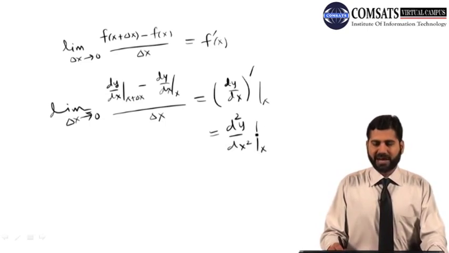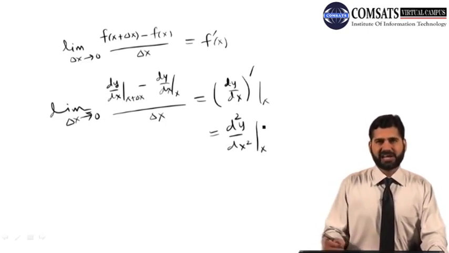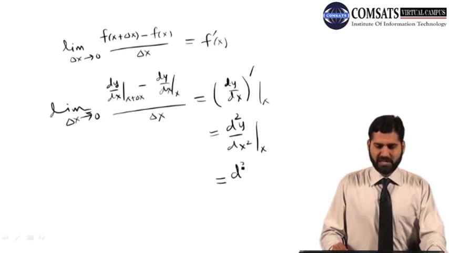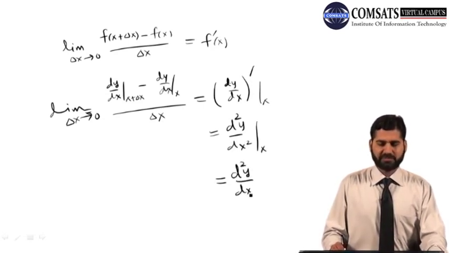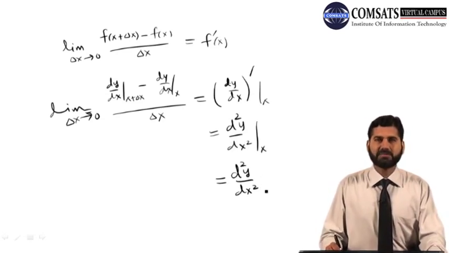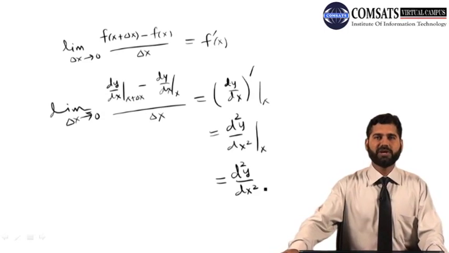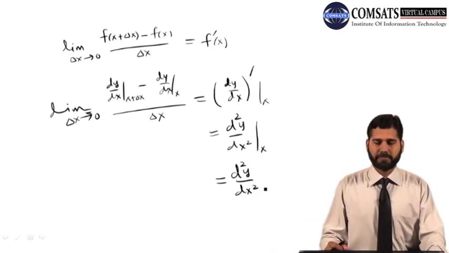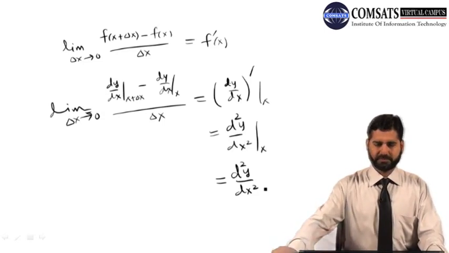So generally we don't write this at x. It's understood that the value has to be at x. So that's why we only wrote d2y by dx square. When there is no "at x", it is understood that the value is at x. All right, so these are the little explanations which we have used in our derivation.